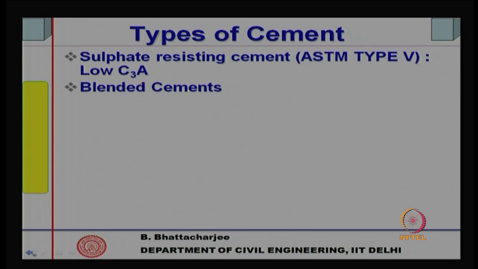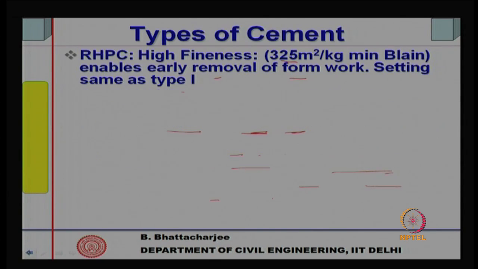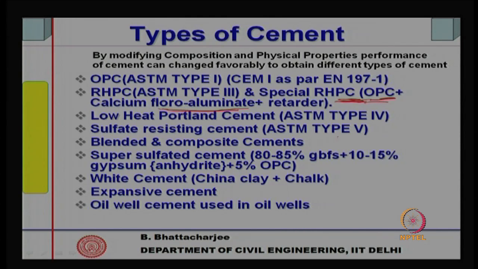I will come to blended cement. Let us go back to some of the cements that are there in our first slide. So, let us go to the first slide again. We have looked into this cement, this cement, this cement, this cement. So, we will now be looking into blended cements, super sulphated cement, white cement and expansive cement. We will come back to the other cements later on.